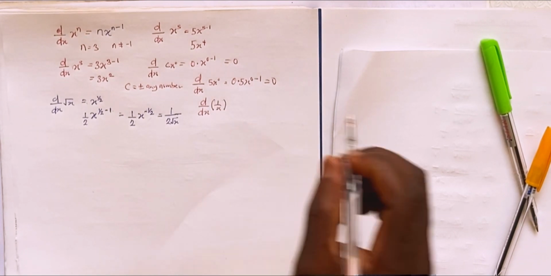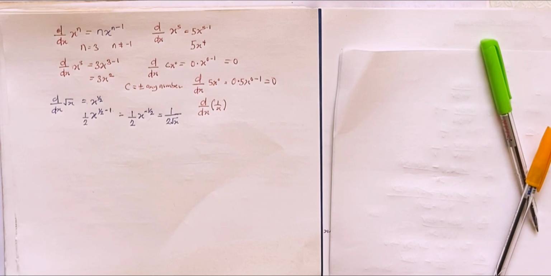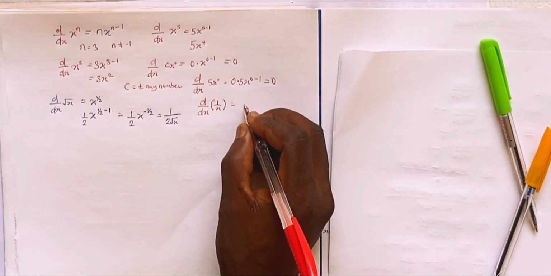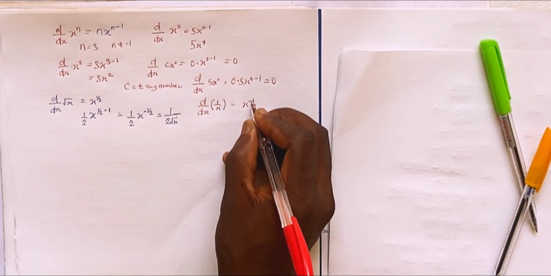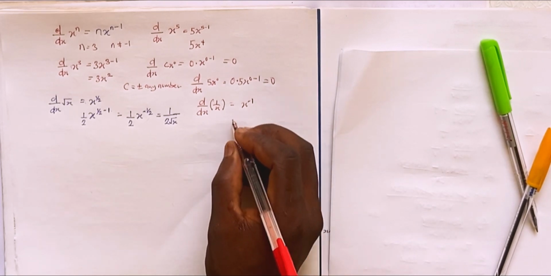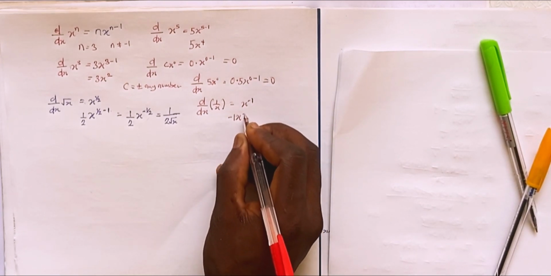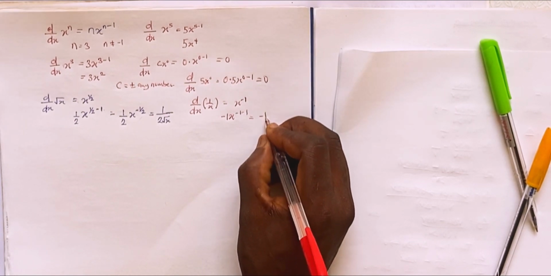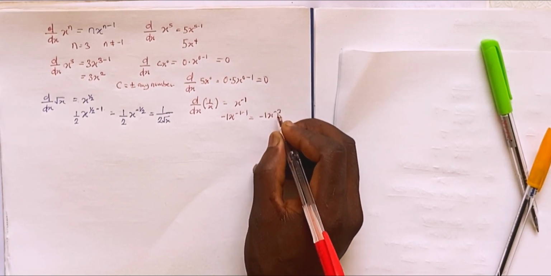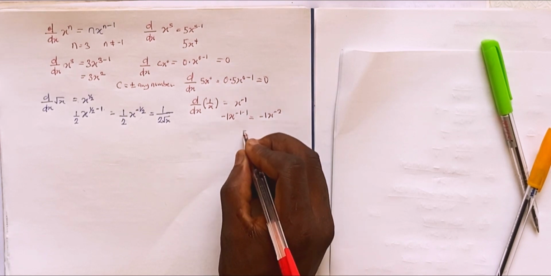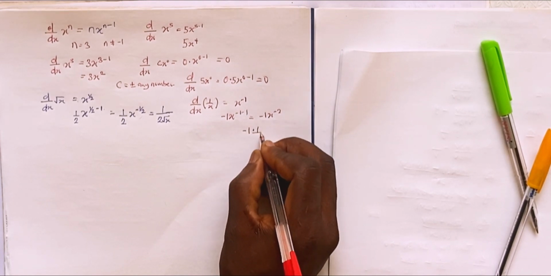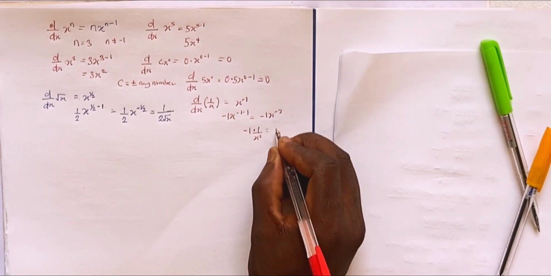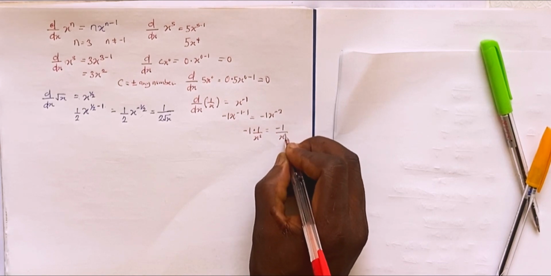Now you are asked to differentiate 1 over x. Differentiating 1 over x, you can just rewrite it as x raised to the power minus 1, that's x inverse. You bring down the minus 1, that's minus 1 times x to the power minus 1 minus 1, which is equal to minus 1 times x to the power minus 2. In this case this is actually an inverse. You can have it as minus 1 times 1 over x squared, which is equal to minus 1 over x squared exactly.